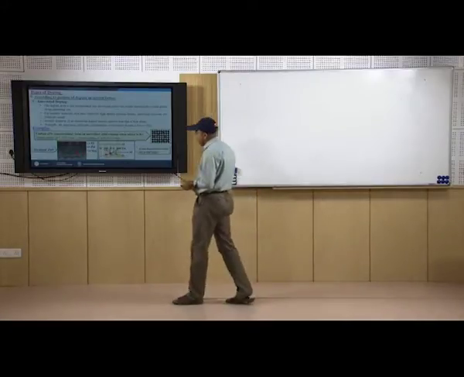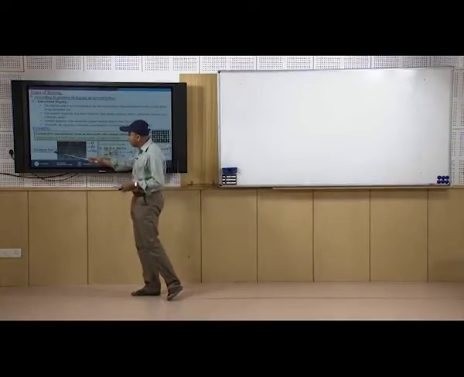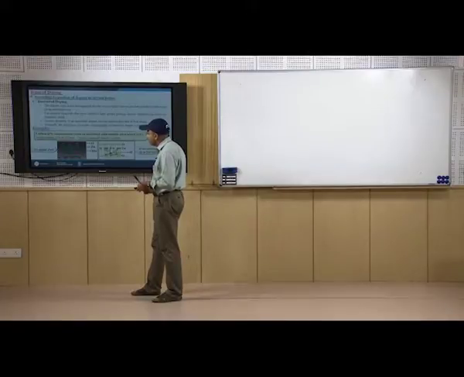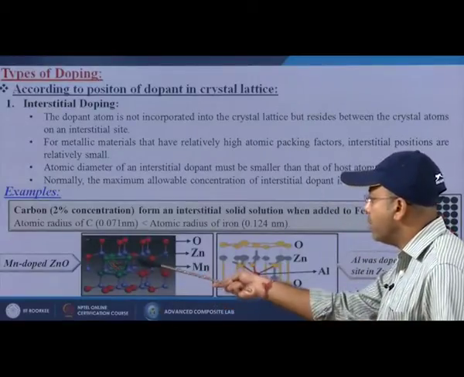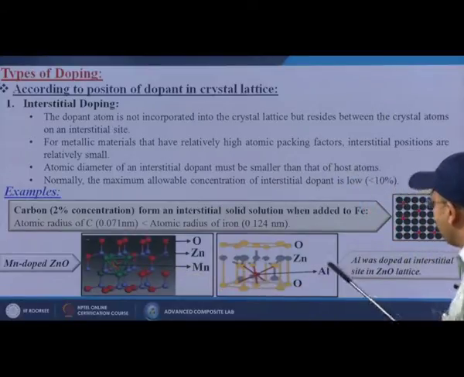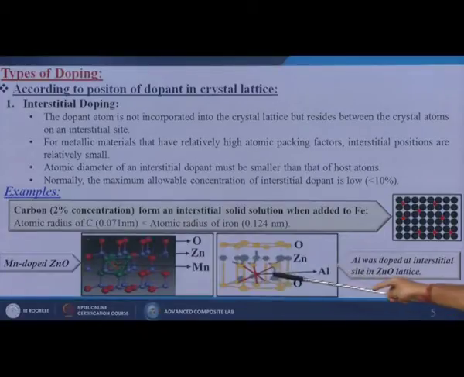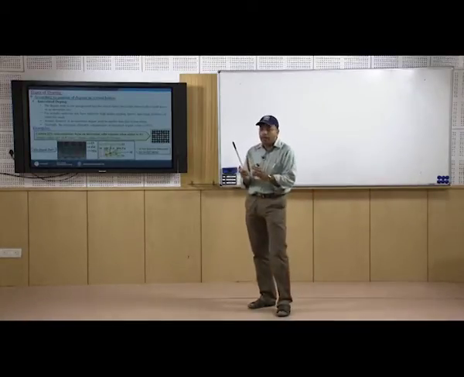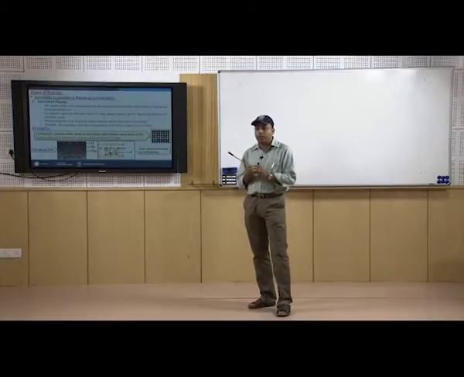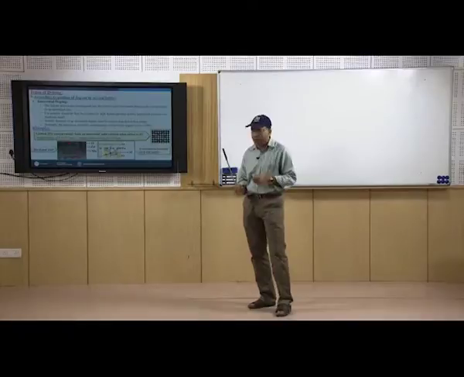Here are also some classical examples: when we are doing manganese doping into zinc oxide, the manganese is going to the interstitial site among the zinc atoms. And also aluminium was doped at the interstitial site in zinc oxide; the aluminium atom is simply going into the interstitial site of the zinc oxide atoms. So we are trying to show you how interstitial doping takes place inside the materials and what the conditions behind it are.